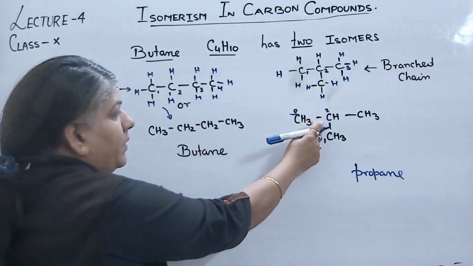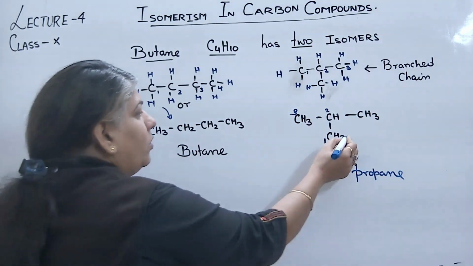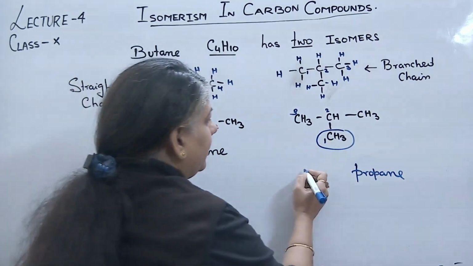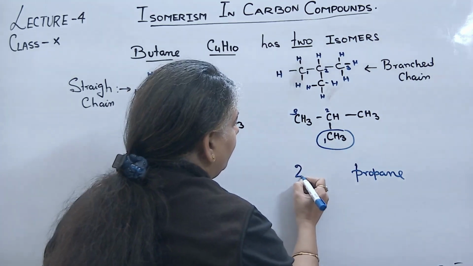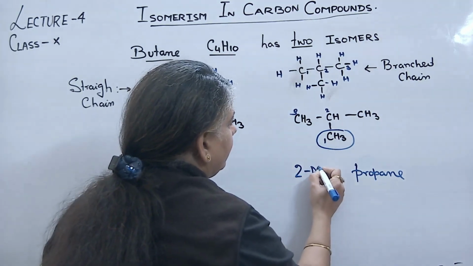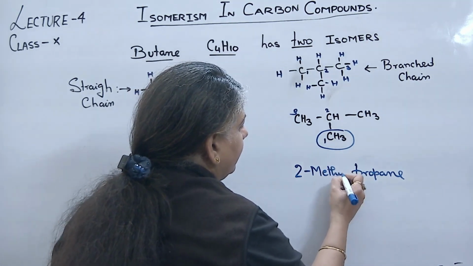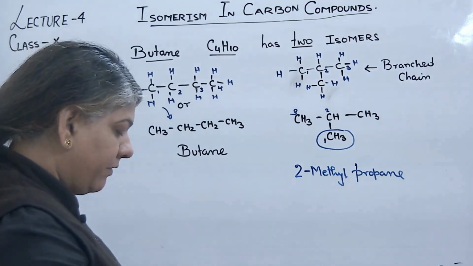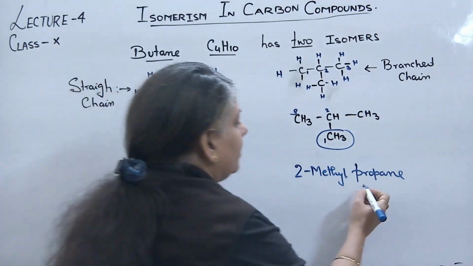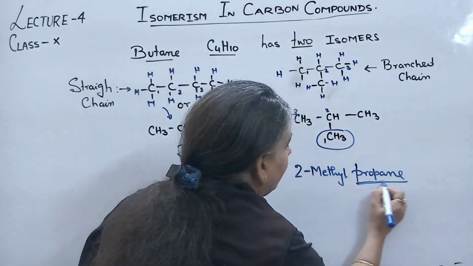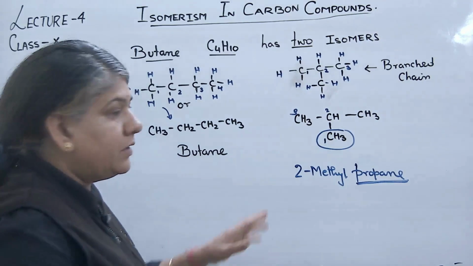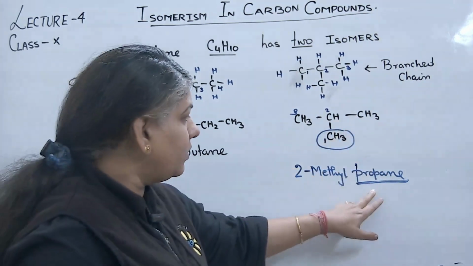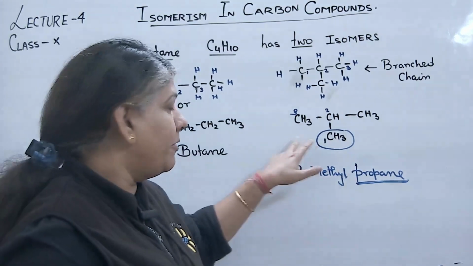And at 2 carbon atom, there is a group called methyl group. This is CH3 group called the methyl group. So you will write 2-methyl propane. So the name will have this; the last word suggests the number of carbon atoms in a continuous chain. This is called the parent name of the compound.